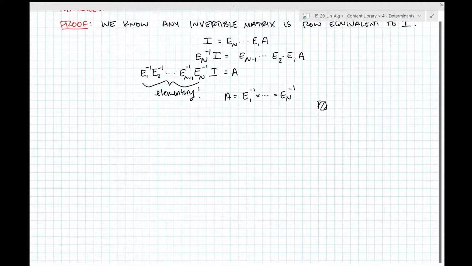Okay, so now what we're going to do is prove theorem 3.4, which is what we opened this section with, and I'm going to rewrite it right now.